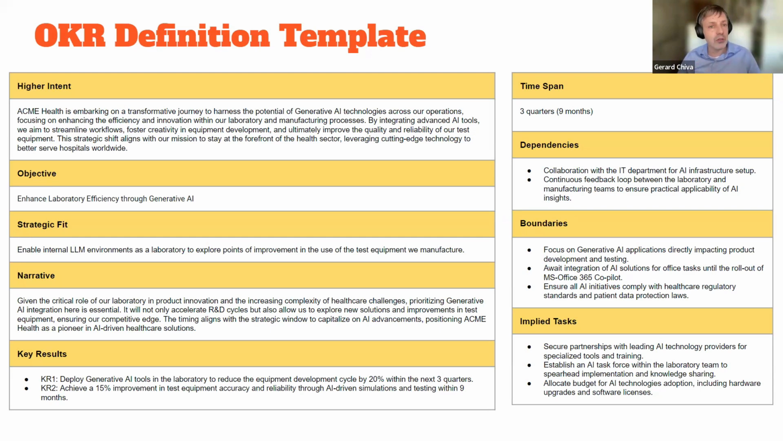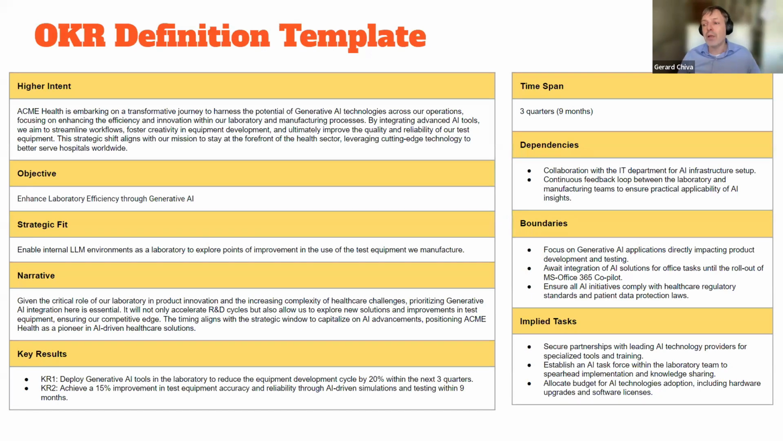First, we must ensure strategic fit. And how do we do that? By being very explicit on how this objective connects to the strategic guidelines. You see, this is one of the guidelines that we have defined as an outcome of the Wardley Maps work, which is enable internal LLM environments for the laboratory. And then the narrative, so the explanation of why this is important and why we are doing it rather than doing something else. Let's explain why this objective is important and why it is important now.